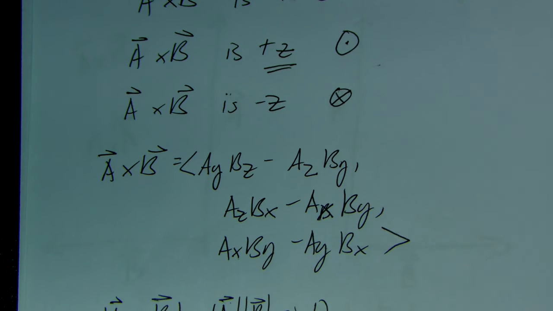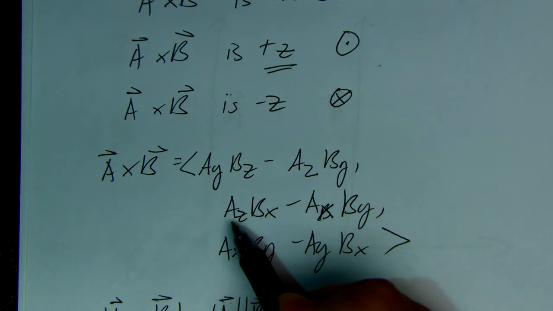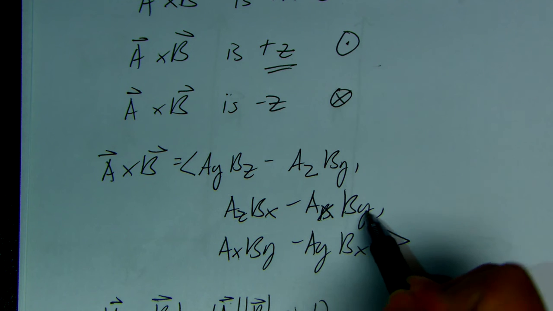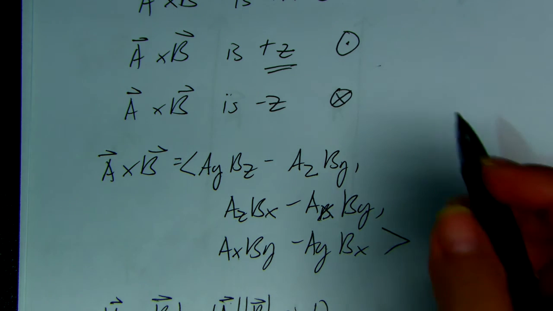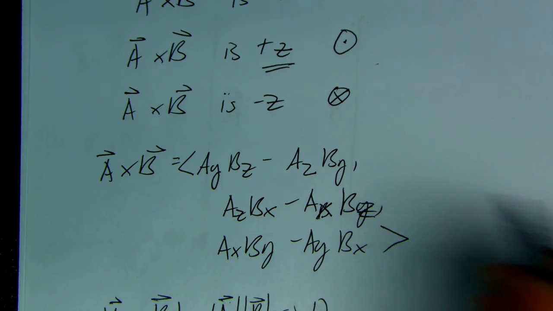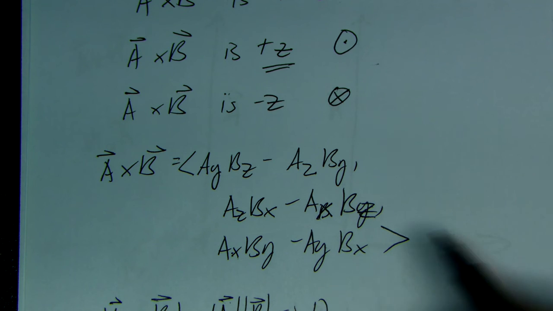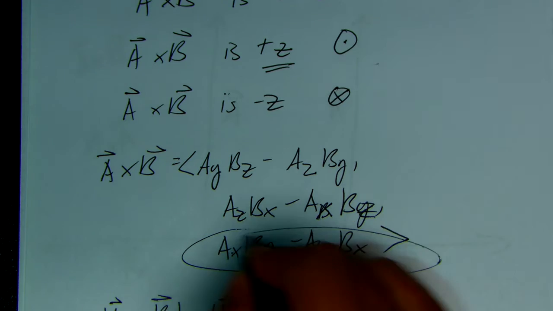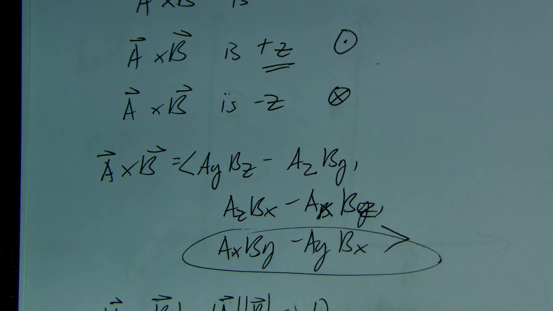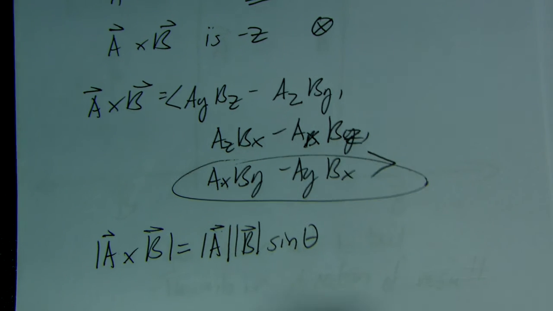So the formulation for A cross B, you have AyBz minus AzBy in X, AzBx minus AxBz in Y, and then AxBy minus AyBx. And so you can see here that you have only X and Y making up the Z component. You can also express A cross B as the magnitude of A times the magnitude of B times sine theta of the angle between them.